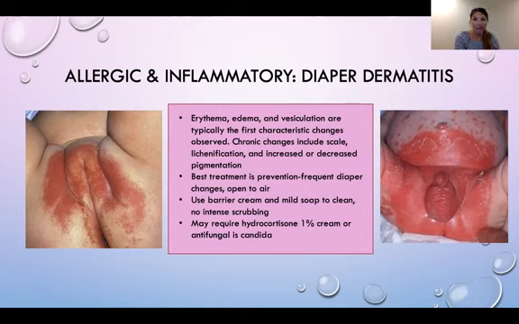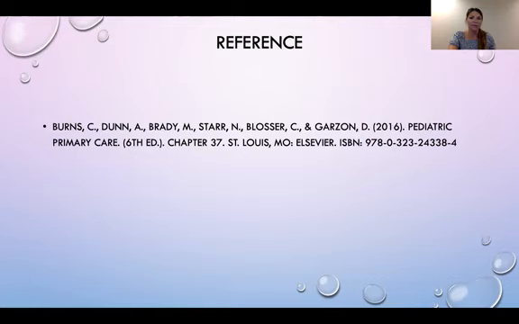If needed, you can use hydrocortisone if it's bad, but really what we'll use is a good barrier cream. You can use Aquaphor for this, a great barrier cream, but also normal diaper creams like Desitin. Everybody has their favorite. We want to keep that barrier there because we don't want moisture sitting on the skin. Then you can just use a mild soap to clean. You do not want to scrub these areas because that's going to make it worse and make the poor little baby scream and cry.